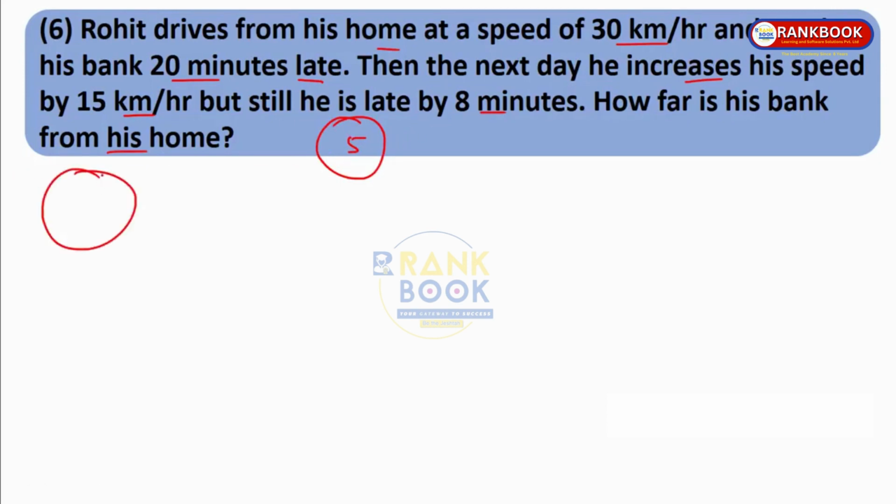Okay, take a clock. Normally he reaches the bank at this time. Okay, he drives at a speed of 30 kilometers per hour and he is 20 minutes late. So this is 20 minutes late. Second case, he increases speed by 15. So now speed becomes 30 plus 15, 45. Okay, but still he is late by 8 minutes.